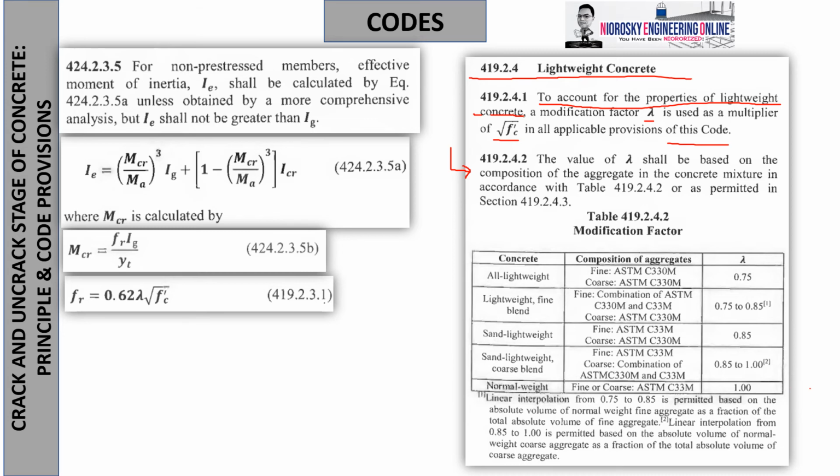However, if there are some conditions to define that are not covered by what was mentioned here, the code has a clause. It says linear interpolation from 0.75 to 0.85 is permitted based on absolute volume of normal weight fine aggregate. So here, you generate your own equation based on linearity. It is easy to identify, as long as you first have an understanding of the values you get from testing. Then you can now evaluate the true value of lambda.